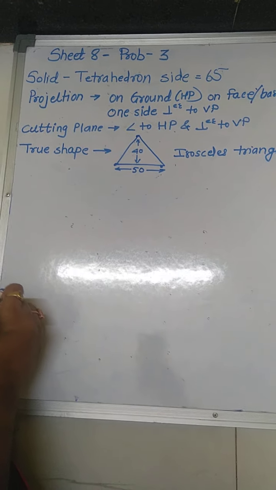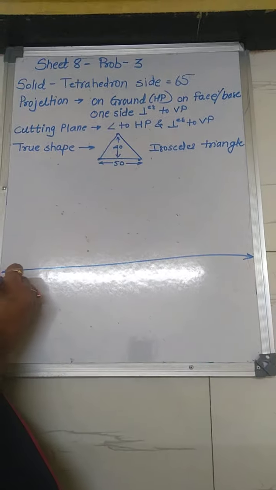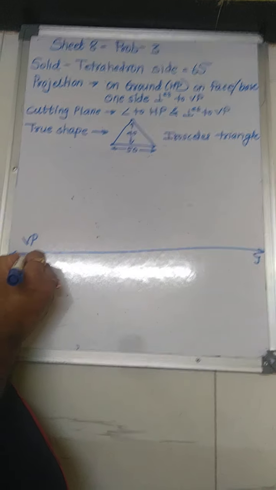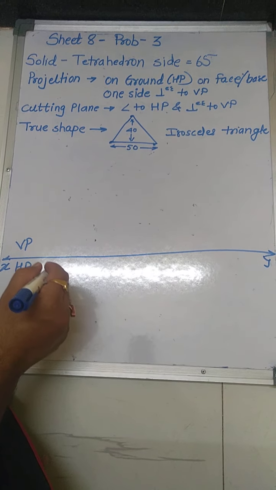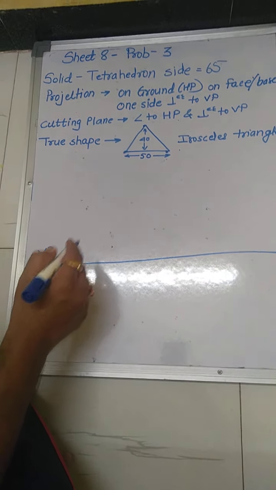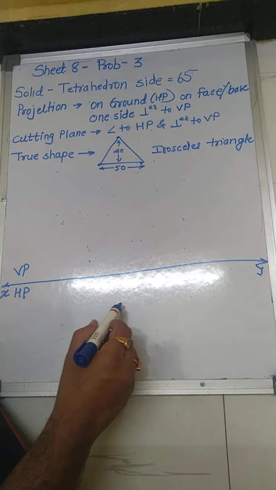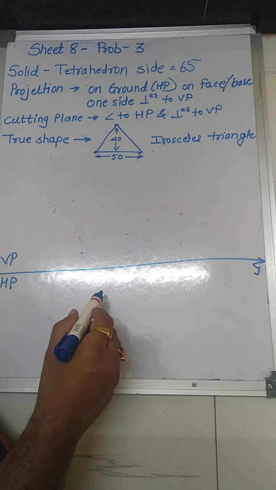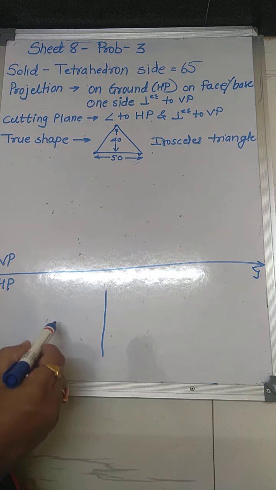Projection of solid, first angle projection method. Draw the XY line, VP and HP. Now it is resting on HP, that means from the top view you will get the base. It is given that one side of the base is perpendicular to VP. Then obviously, as a tetrahedron is an equilateral triangular pyramid, you will have to draw an equilateral triangle.